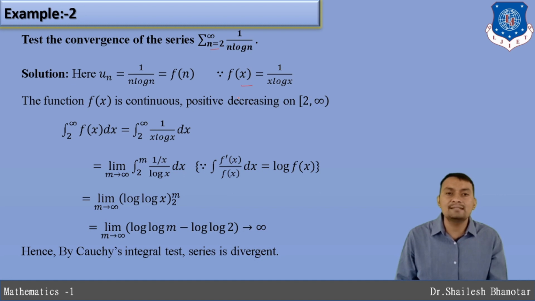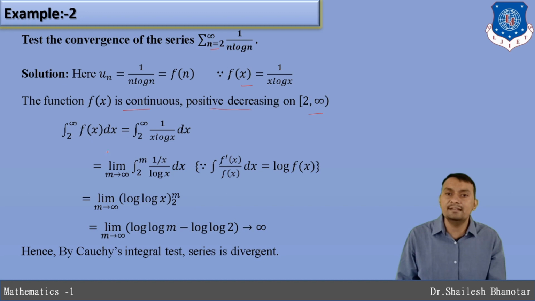So here f of x is going to be continuous, and also it is going to be positive and decreasing. There is no need to find that the first derivative is negative, because directly you can also say that all the terms of the denominator are going to be large. That means the function is going to be decreasing on [2, infinity). Therefore, all the conditions of the Cauchy integral test are verified.